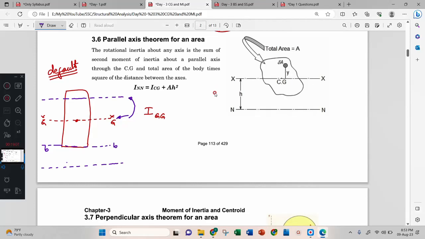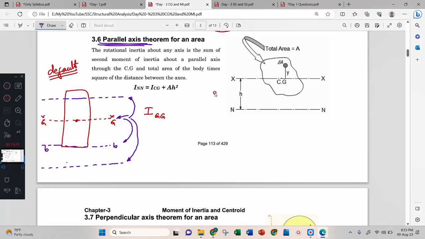This moment of inertia which is known, I have to transfer here, like that. To transfer that one we have the parallel axis theorem. To transfer moment of inertia we have the parallel axis theorem. Okay, what is the meaning of transfer, or which equation I have to use?